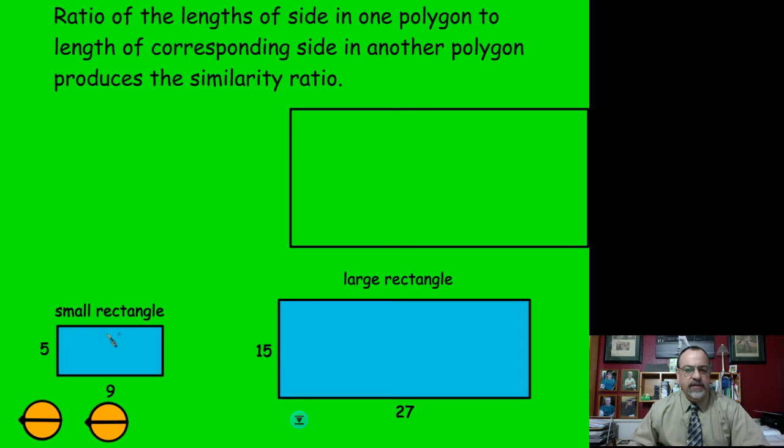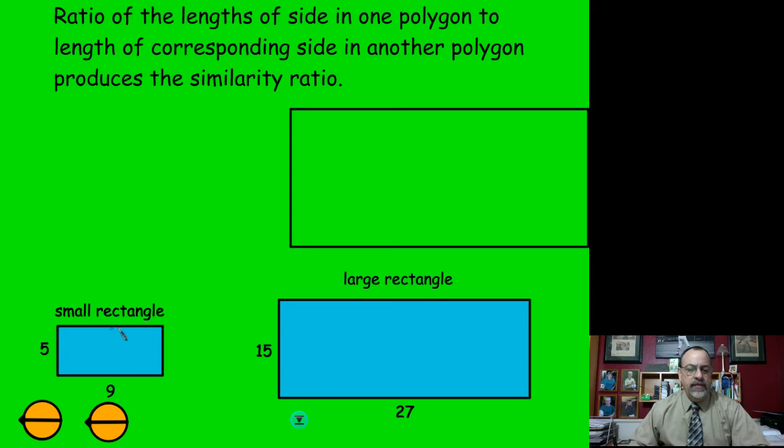Well, because this is a rectangle and this is a rectangle, we know by definition that they have right angles. So the corresponding angles, this angle and this angle, are the same measure. They're both 90. This angle and its corresponding are the same measure because they're 90. This angle and this angle, and then this angle and this angle. So we know that the corresponding angles are congruent. That meets condition number one.